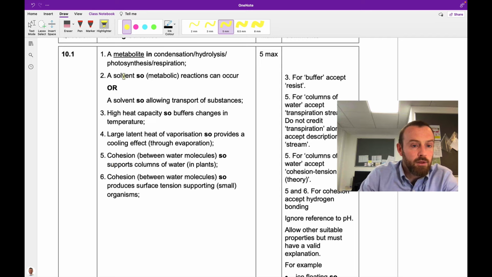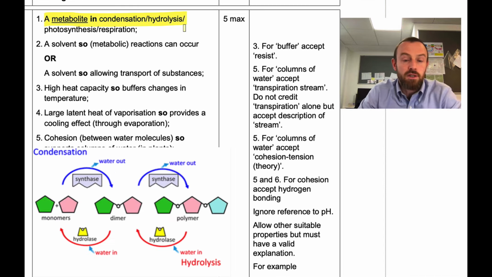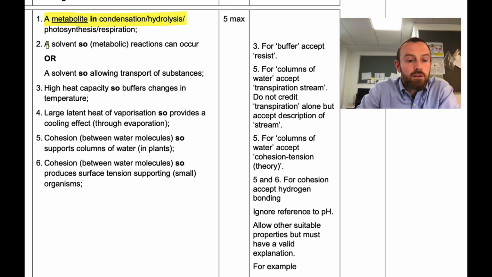I'm just going to quickly talk through them. So first of all, it's a metabolite in condensation and hydrolysis reactions. For example, forming glycosidic bonds between 2 glucose molecules is a condensation reaction, or it can be used in hydrolysis to split, let's say, maltose into 2 glucose molecules. It's a solvent in which metabolic reactions can occur, or a solvent to transport substances around the body.